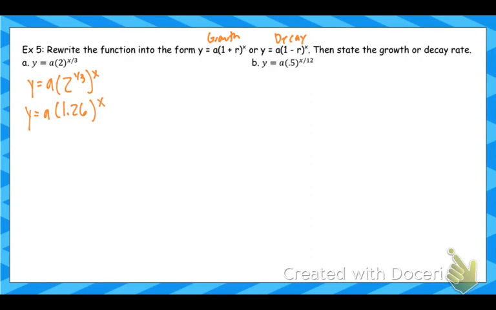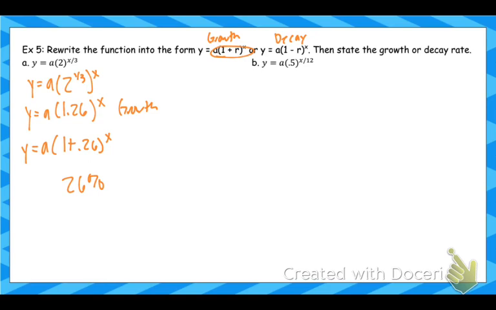Well, now I need to determine, is this growth or decay? The base is greater than 1, so this is showing growth. Since it's showing growth, I want to rewrite it in this form. Well, 1.26 is the same thing as 1 plus 0.26. The reason we want to write it in this form is that 0.26 is actually your growth or decay rate. So 0.26 as a percentage, move the decimal 2 places, and we can see that that is 26%. So not only is this showing growth, we can specifically tell that this is showing 26% growth.